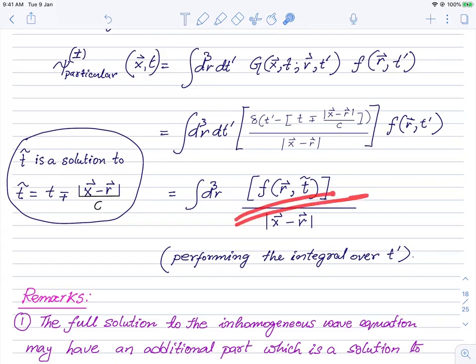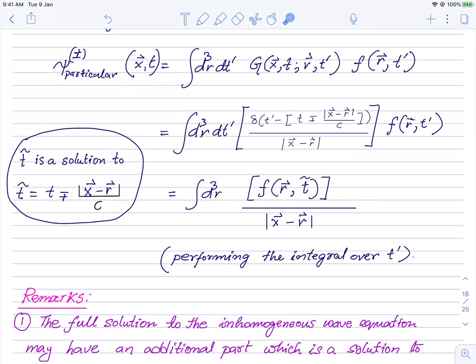The cause, if you like, is happening at a later time compared to the effect, which is the electric field. For the advanced solution, the cause, which is the source, is happening at a later time compared to the electric field, which is the effect. Because this is t plus this thing.